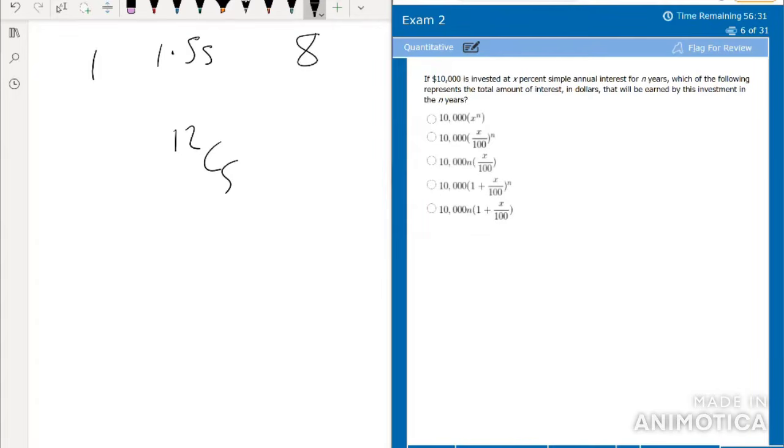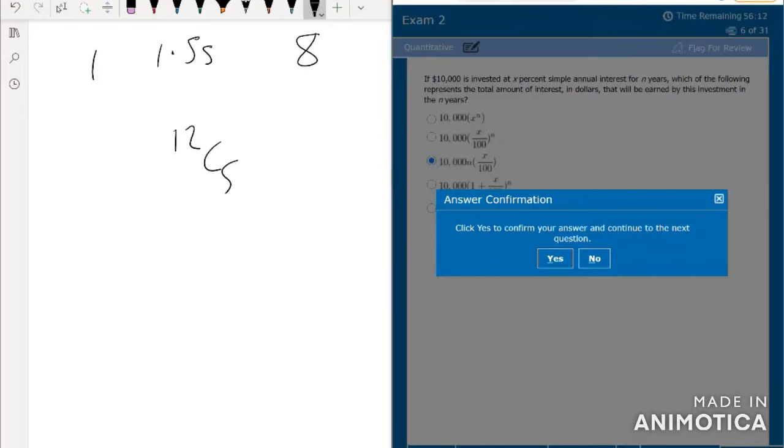Simple annual interest, total amount of interest. Well, it's simple, so there's not going to be any powers. And it's literally just the interest amount, so there's no powers, and it's not got a 1 plus, so it has to be this C.